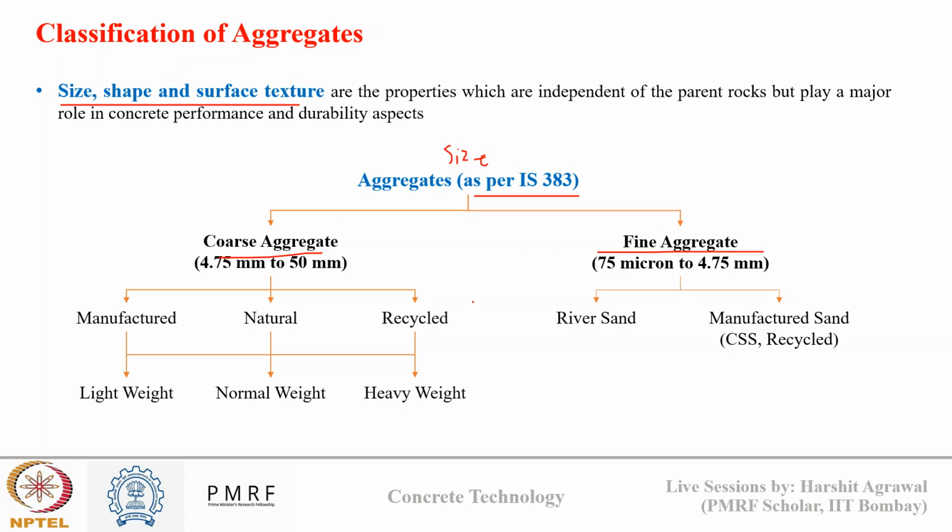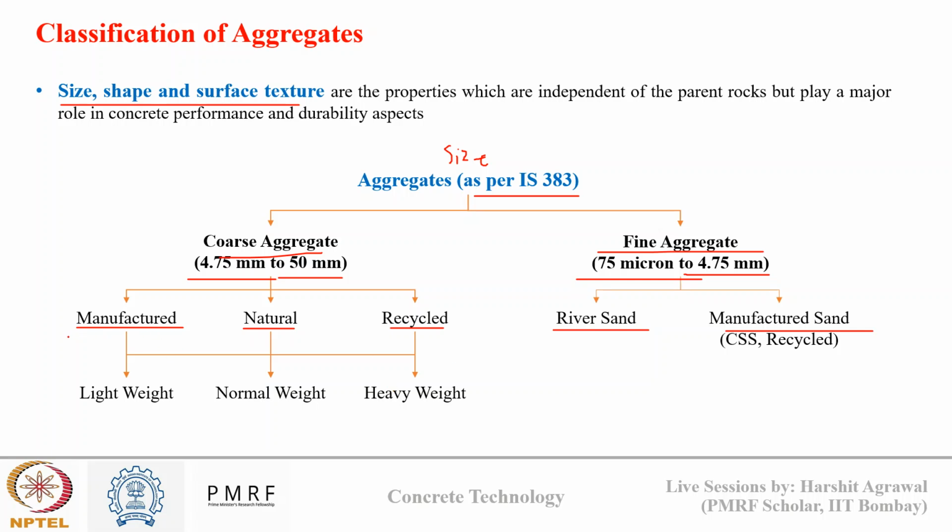The aggregates which have size greater than 4.75 mm and up to 50 mm are known as coarse aggregate. And the aggregates which have size lower than 4.75 mm and greater than 75 micron are known as fine aggregates. Okay, so in coarse aggregate again we can have manufactured, natural, and recycled aggregates, and in fine also we have river sand or manufactured sand which are available.